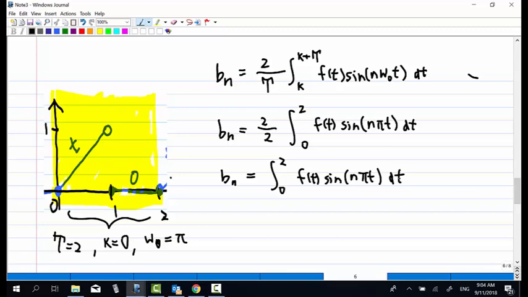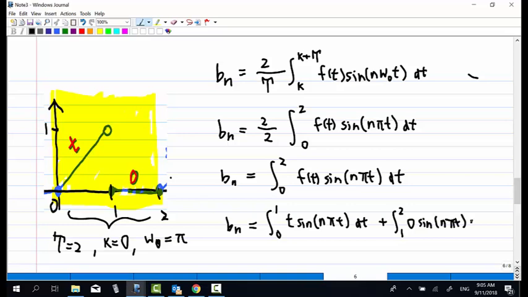Now, this integral can be split into 2 pieces. One of them is from 0 to 1. From 0 to 1, the function f(t) is equal to t. So this is equal to the integral of t sine n pi t dt. And then from 1 to 2, the function f(t) is equal to 0. So this is 0 times sine n pi t dt. We know that integrating 0 is 0, so this one you don't need to worry. So we are actually integrating t sine n pi t dt.